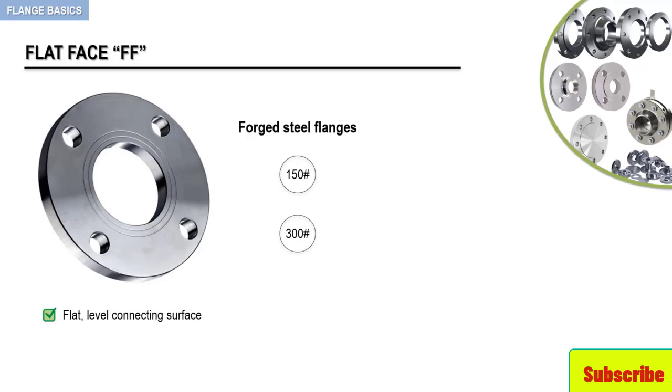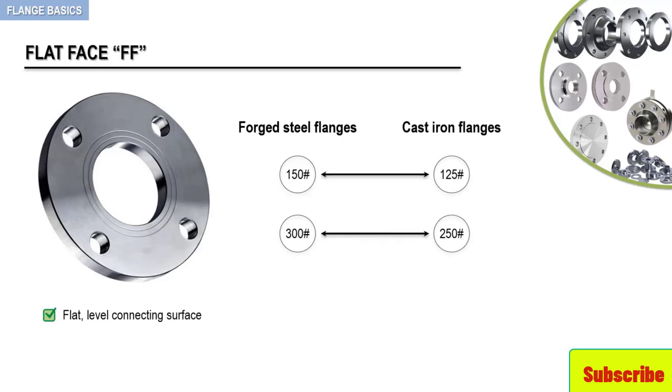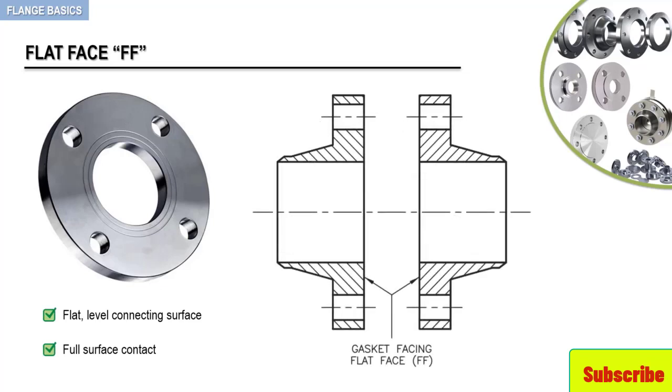Their principal use is to make connections with 125 and 250 cast iron flanges. Now, attaching steel pipe to the cast iron flanges found on some valves and mechanical equipment always presents a problem because of the brittle nature of cast iron. Using a flat face flange will ensure full surface contact, thereby reducing the possibility of cracking the softer cast iron. The following figure shows a sectional view of a typical flange with a flat face.